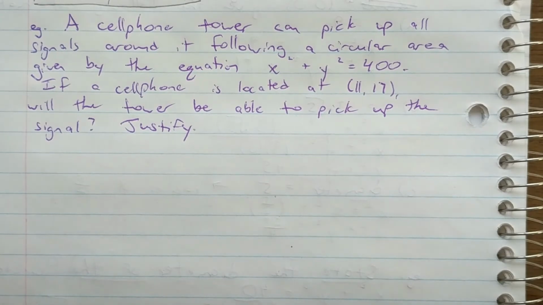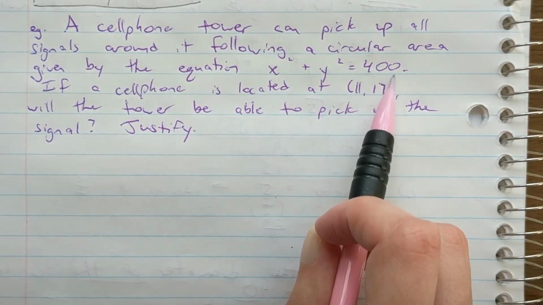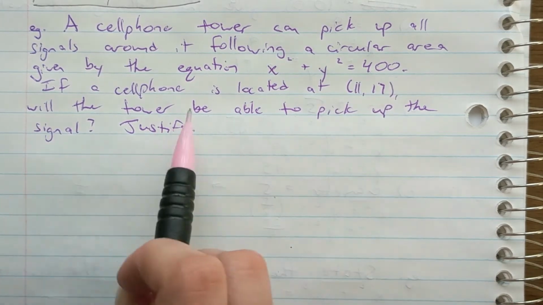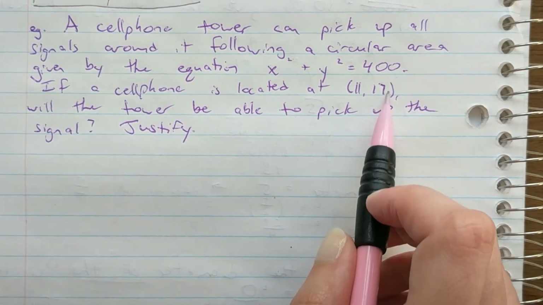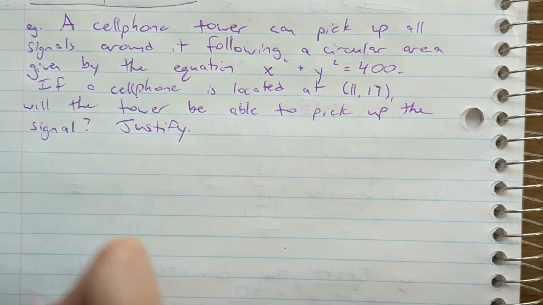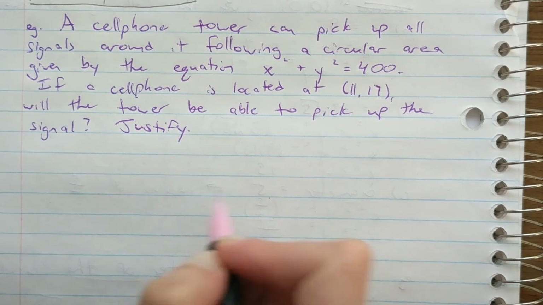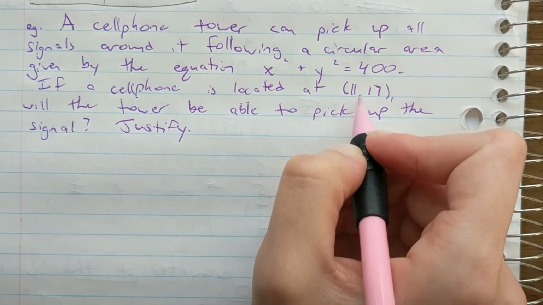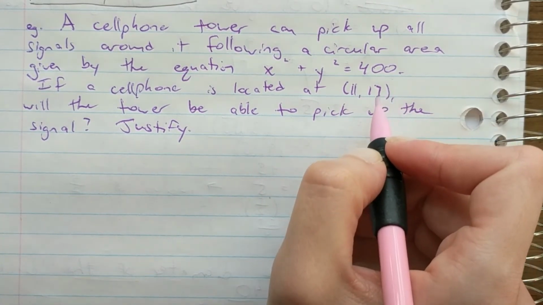Our final example. A cell phone tower can pick up all signals around it following the circular area given by the equation x squared plus y squared is 400. If a cell phone is located at 11, 17, will the tower be able to pick up the signal? Justify. So we can imagine that we have a circle, and it has some radius. We need to figure out if this is inside or outside of the circle.